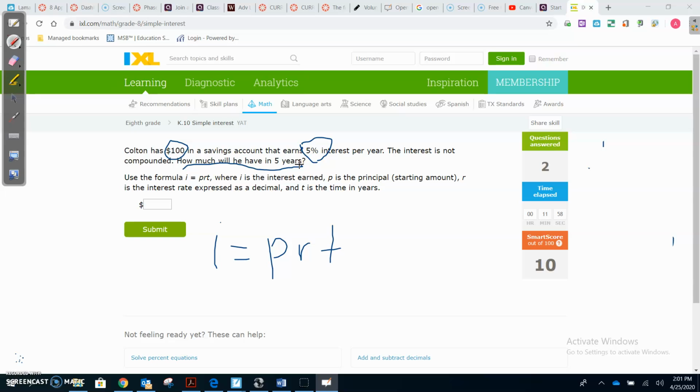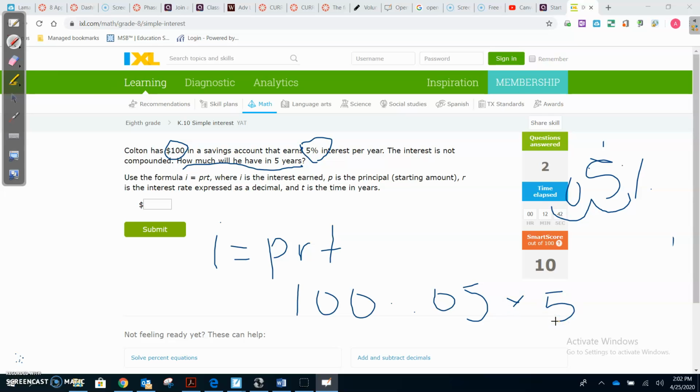So this is 2 parts. First, we need to figure out how much interest he's earning, but then we have to add it to what he began with to see how much he ends up with in 5 years. So we know that our principal is 100. We're going to multiply it by our 5%. We're going to turn that into a decimal by moving our decimal place 2 places to the left and putting a placeholder. So our interest rate is 0.05 and our time, I'm going to put X, is 5 years.